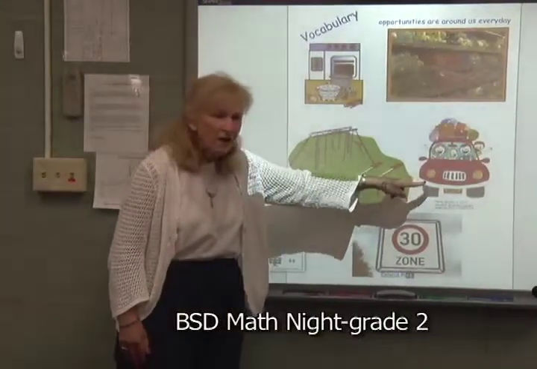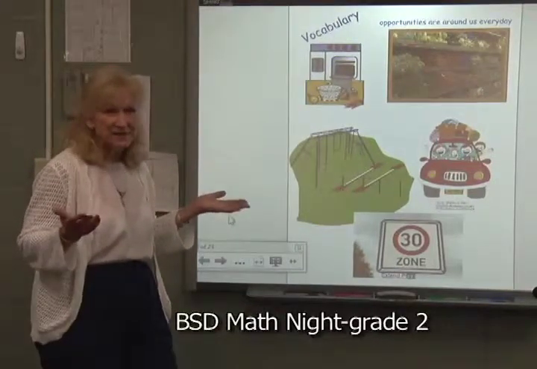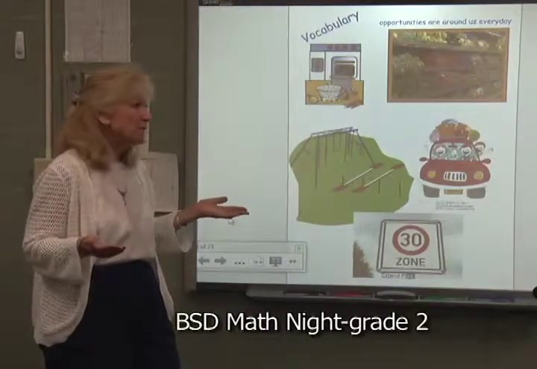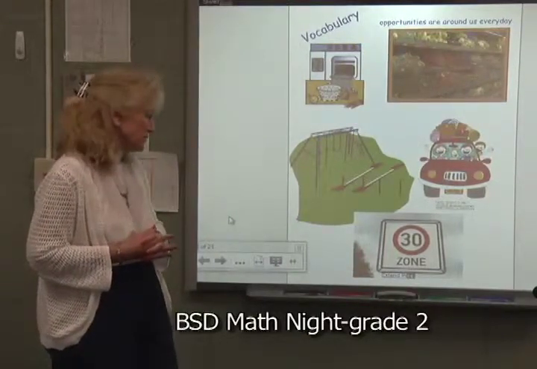When you're in the car, you have a captive audience. Speed limit sign, 30 miles per hour. Talk about how fast that is with relation to other numbers.